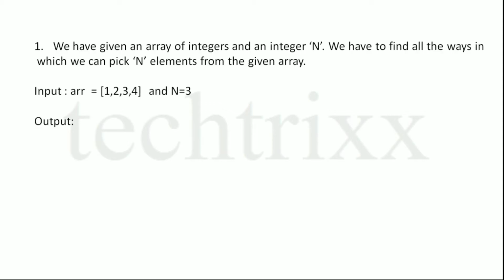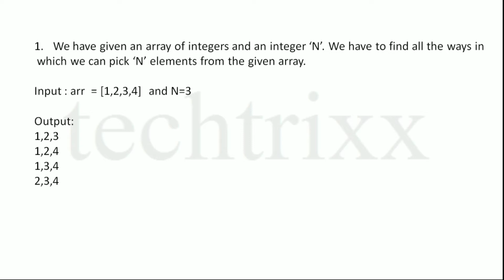So the problem is we are given an array of integers and a number n. We have to find the ways in which we can pick n integers from the given array. For example, if we are given the array as 1, 2, 3, 4 and the number n as 3, there are a total of 4 ways in which we can pick 3 items from the given array, and that is 1, 2, 3; 1, 2, 4; 1, 3, 4; and 2, 3, 4.